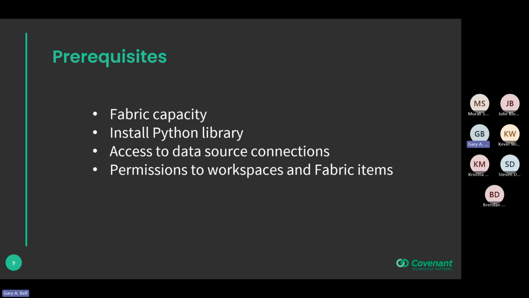You also have to, as we mentioned, install the library. You have to have access to whatever data source connections you're trying to reach, and you have to have permissions. You're only going to be able to get to the workspaces and Fabric items that you have permissions to. And I don't know how many of you here have the Fabric administrator role. It's kind of the global admin role in your environment. It's not a requirement here, but if you don't have that, then you'll be limited in terms of what you can see to just what workspaces you have access to.